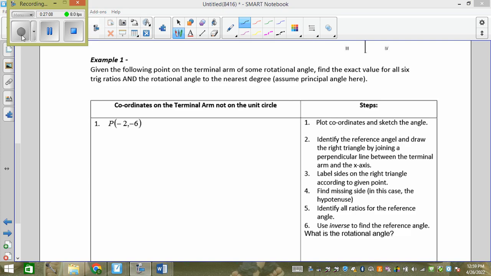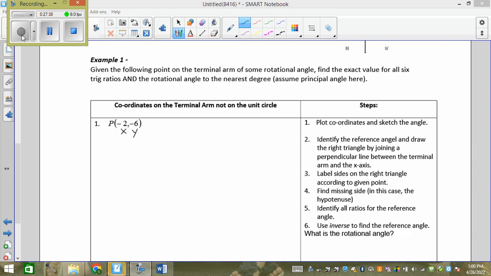So here it says in front of you, given the following point on the terminal arm, you have to spot these. These questions will come up. It says, given the following point. If it's a point, what should we do? Label it x and y. It's a coordinate, so let's label it. It's on the terminal arm of some rotational angle. Does it say it's on the unit circle? If it was on the unit circle, my radius would be 1, correct? But it doesn't say it's on the unit circle, so we can't assume that.